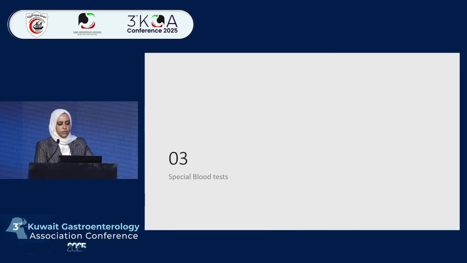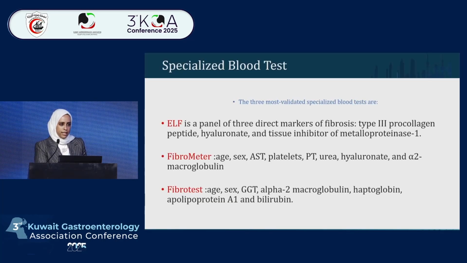Now, quickly, just before the last part, which is the special blood tests. So these are specialized blood tests. Now, we're talking about a primary care setting where the GPs have access to simple liver function tests and CBC, where we can take the ALT, AST, platelets, and we've got the gender and age. These are more specialized blood tests, where we need to send them to a center anyway to get them. So we've got the ELF score, the FibroMeter, and the FibroTest.